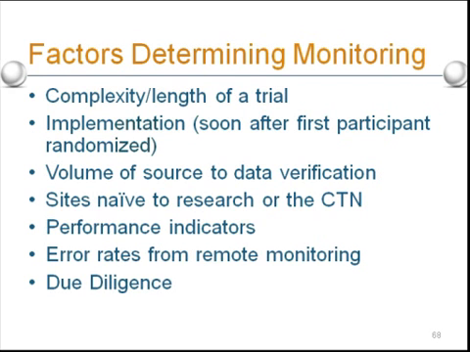So you can look at even protocol deviations or departures. Those are things that are performance indicators, rates of randomization, that those reports can really be helpful in triggering more monitoring or more oversight. You can start to look at the number of error rates identified from remote monitoring, and you can just do some good due diligence. I think that's pretty much going to wrap up our portion of the presentation.